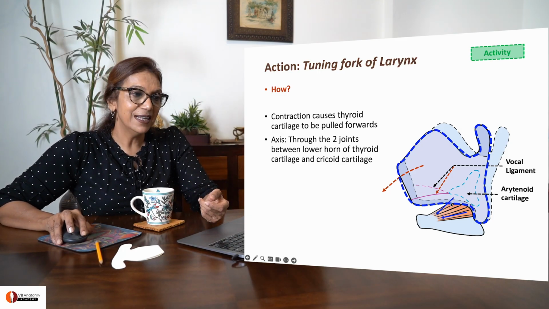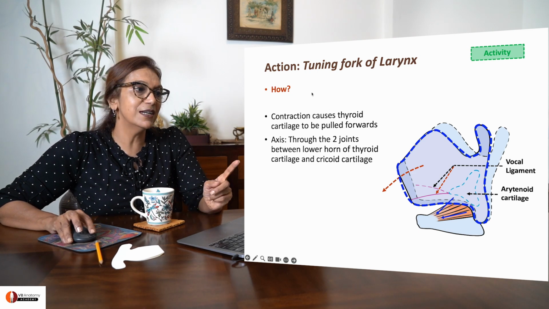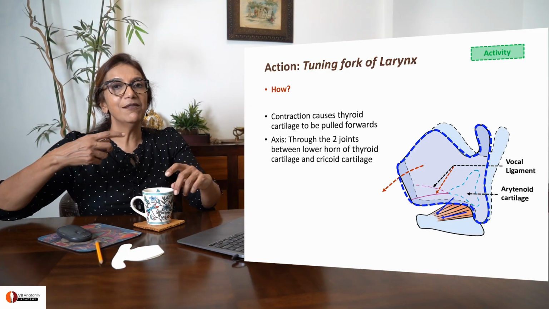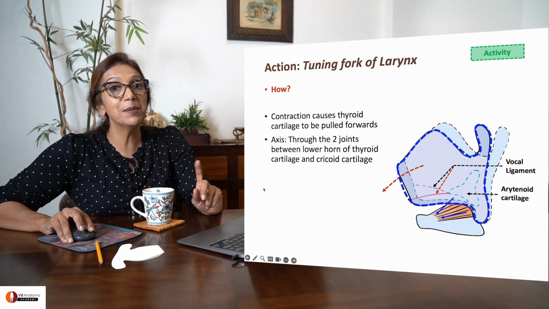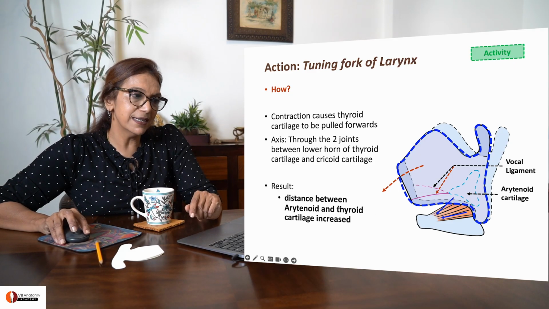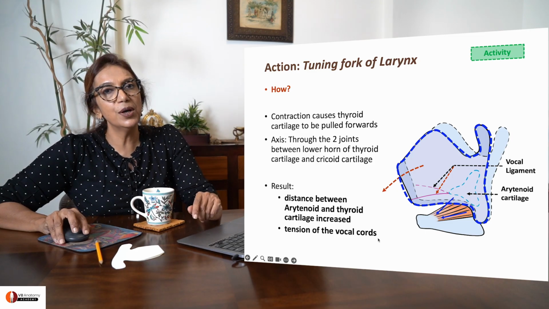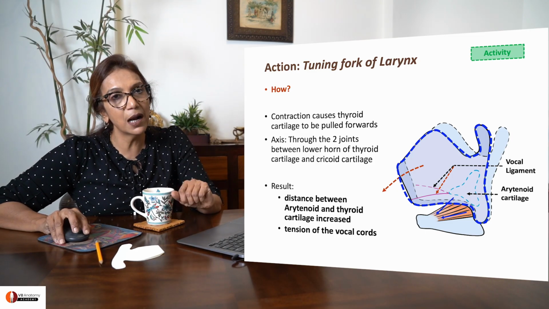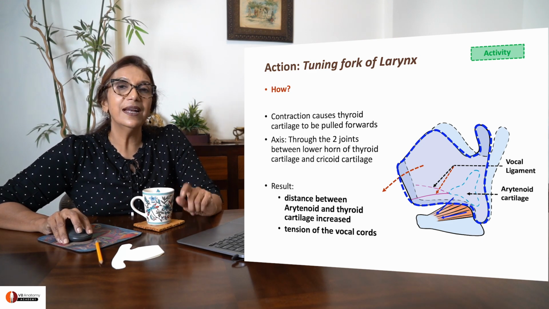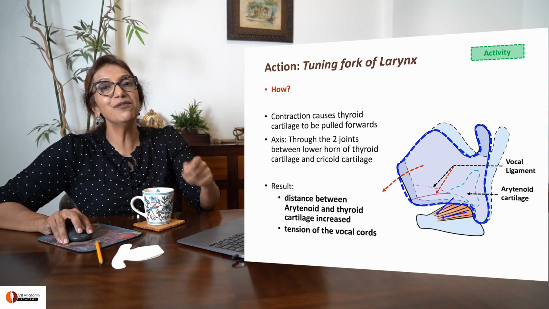That is why we say that our cricothyroid muscle is the tuning fork of larynx. When it contracts, it pulls the vocal ligament, which is responsible for production of variable types of sound. So the result of contraction of cricothyroid is increasing the distance between the arytenoid and the posterior surface of thyroid cartilage, resulting in tension of the vocal cords and vocal ligament, which is the content of vocal cord. That's how your cricothyroid contracts, and that's how it acts as a tuning fork of your larynx.